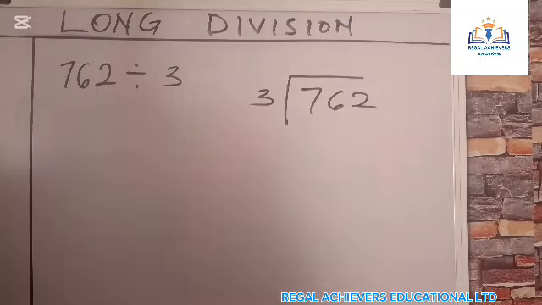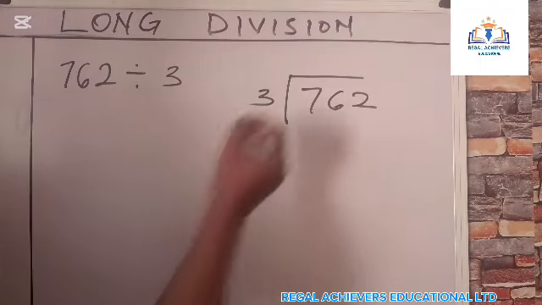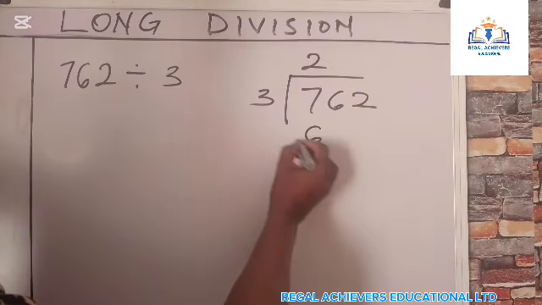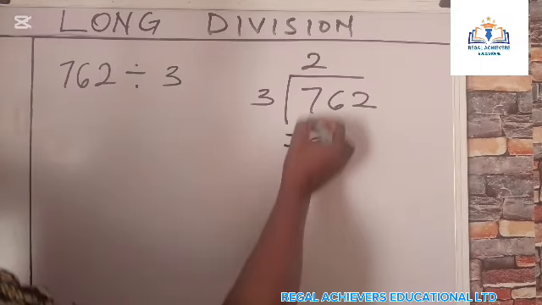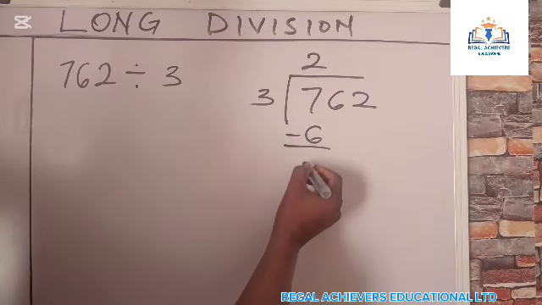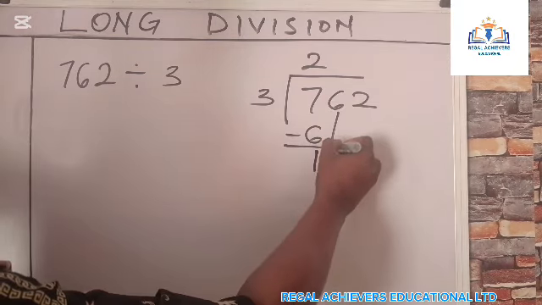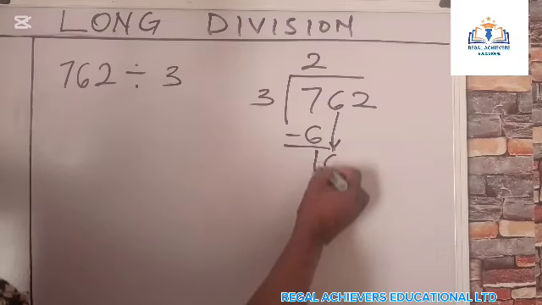Okay, so now how many 3s can you see in 7? That is 2, right? 7 times 2 is what? Is 6. Then you subtract it, 7 minus 6, that's 1. Then you move down the next number, which is 6.